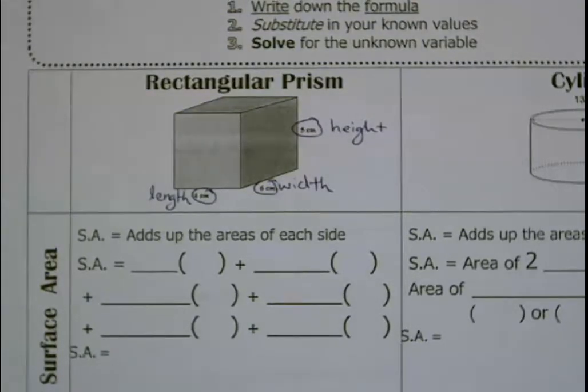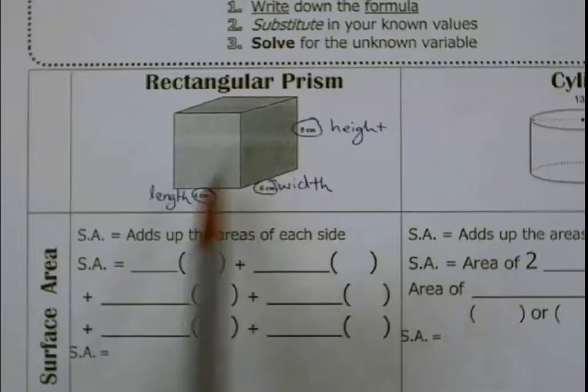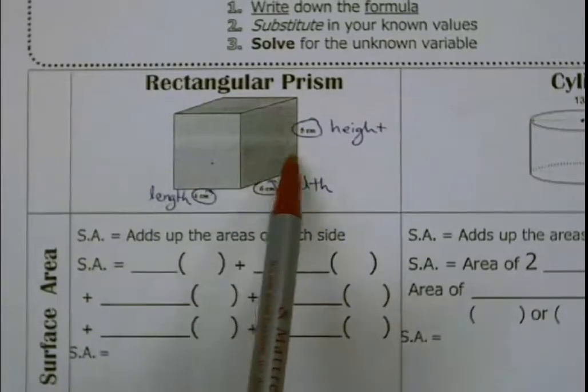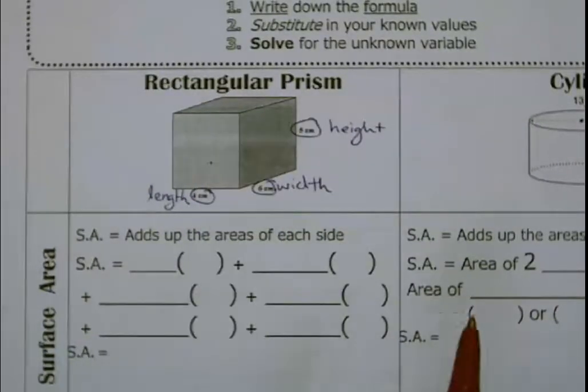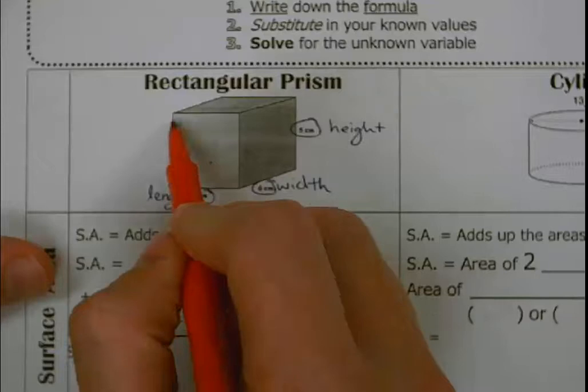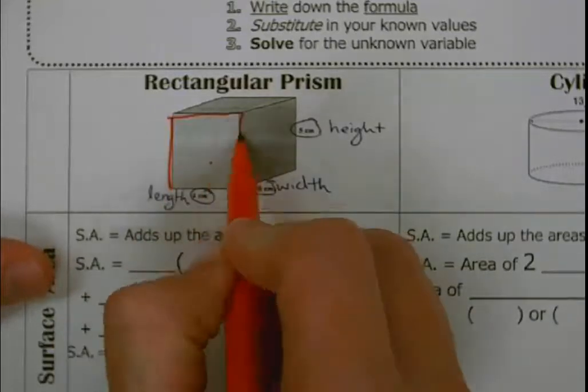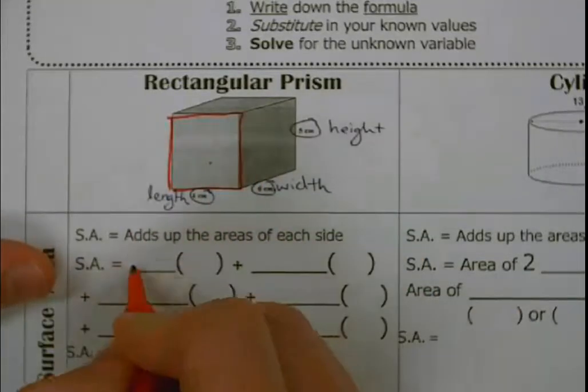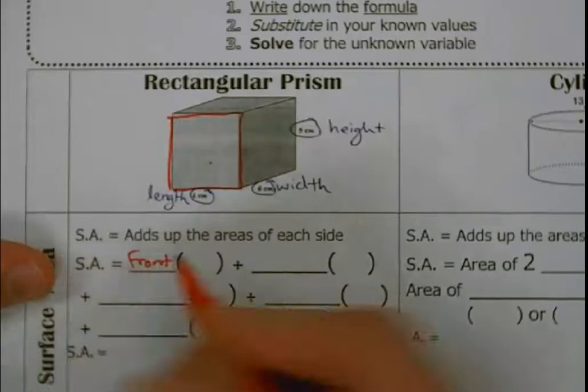rectangular prism. Now, in order to find the surface area, we're going to find the area of each one of the sides for this prism and just add them all up together, like it says here. So, let's start naming some sides. The first side I see is the front, which I've highlighted in red.